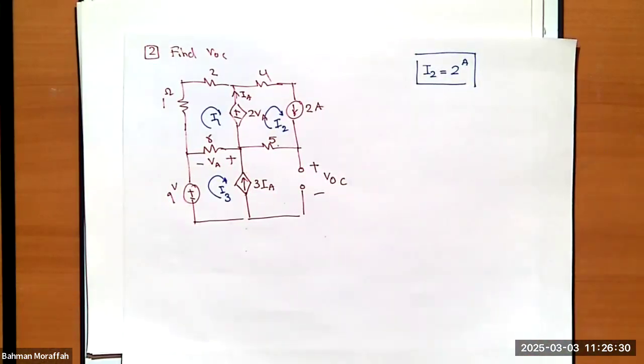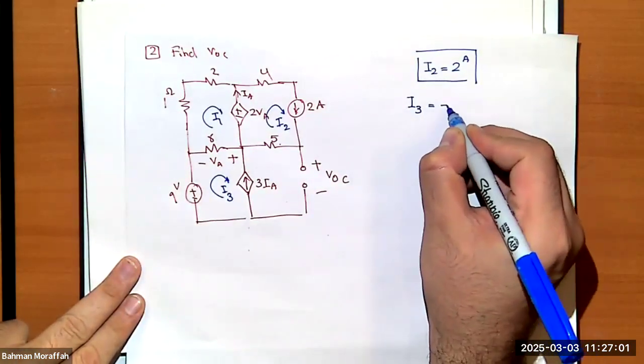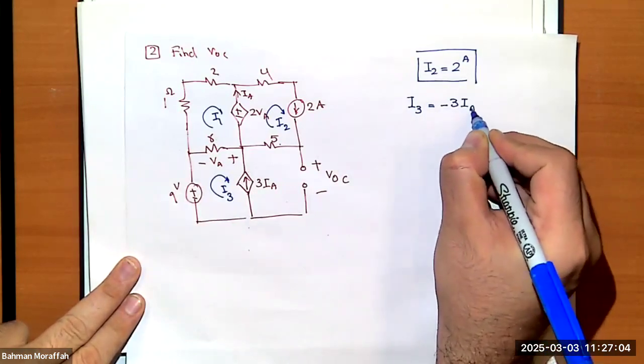I'm also claiming I know exactly what I3 is. What is I3? It's -3 times IA. Remember, dependent sources we still treat just like an independent source. The only thing that changes is that its value is being controlled by something else in the circuit. So over here, again, I3 is exactly -3 times IA.